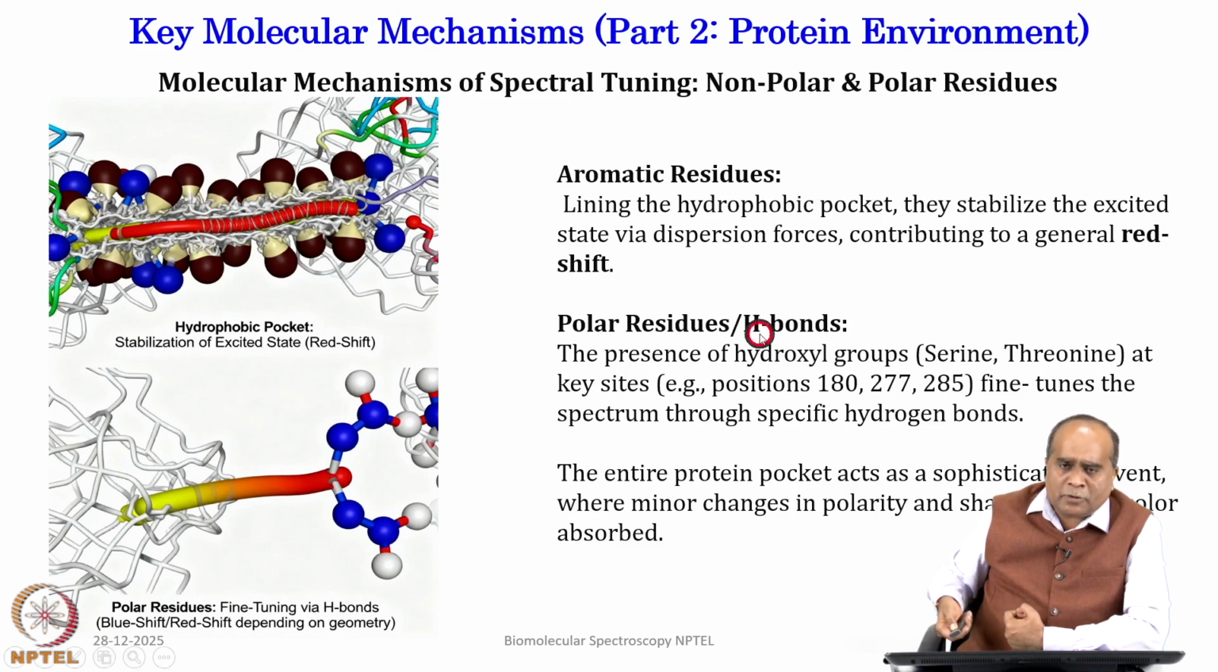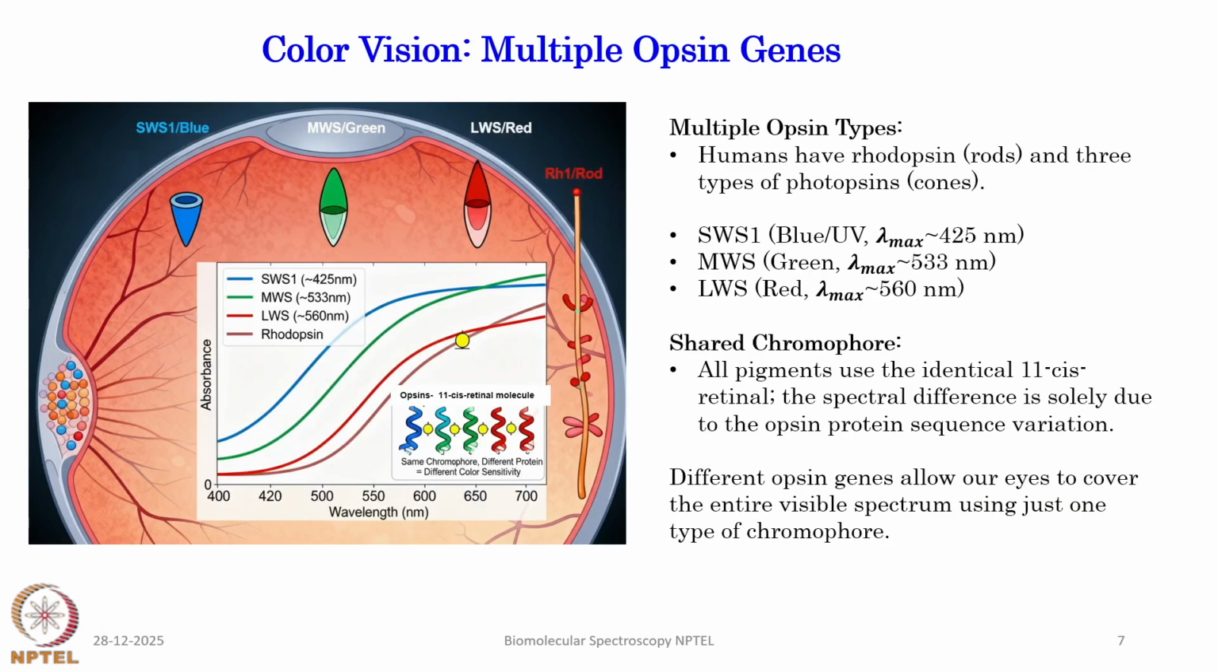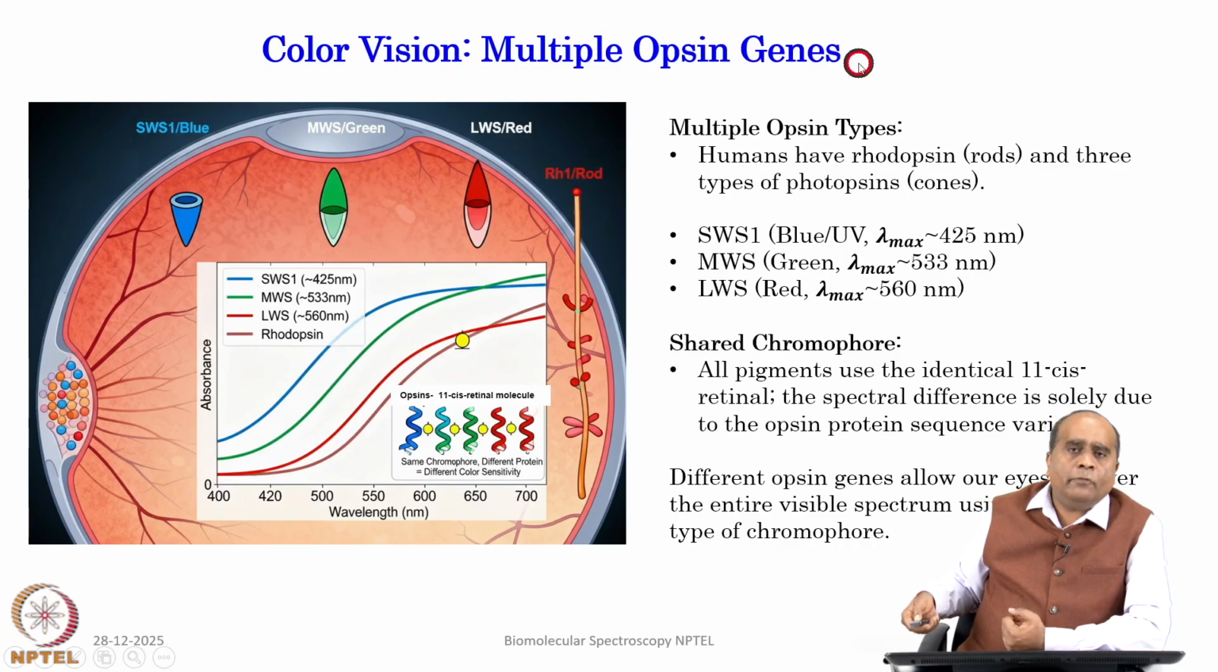So, the presence of hydroxyl groups in amino acids like serine and threonine at positions 180, 277 and 285 fine-tunes the spectrum through specific hydrogen bonds, and the entire protein pocket acts as a sophisticated solvent where a minor change in polarity, we have seen the effect of polarity on absorption, shifts the spectrum that is absorbed, right. So, that is what happens. What we have other than that, let us look at color vision, how we can see the different colors.